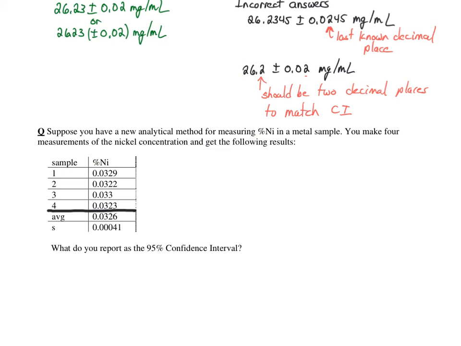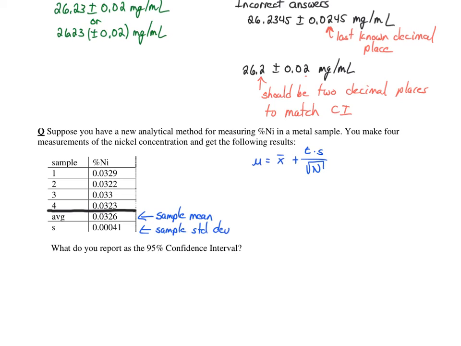Let's work through the second problem. We're measuring percent nickel in the sample. We made 4 measurements and we got the following results. We determined the sample mean of those 4 points and the sample standard deviation. The question is, what do we report as the 95% confidence interval?